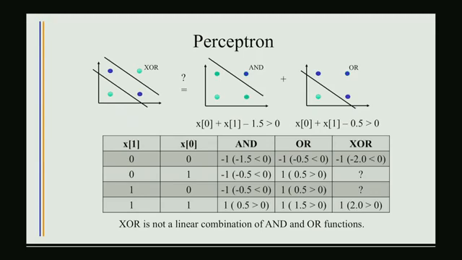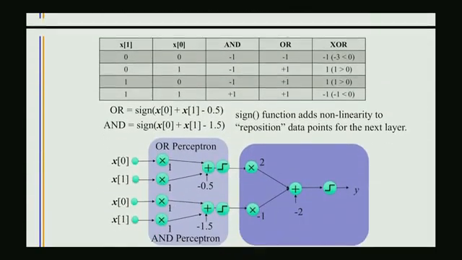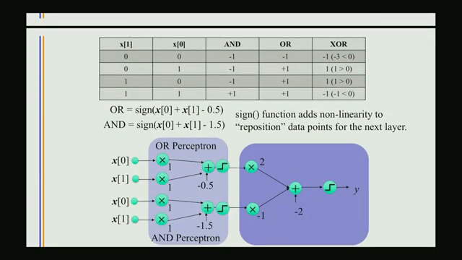So in order for us to get XOR to work, what I need to do is create two layers. I need to have the AND perceptron here, the OR perceptron here, and then I need to combine the two of them to create the output in this particular case. Okay, so a single perceptron is not enough. But if I can array them together like this, then I can get to where I need to be.